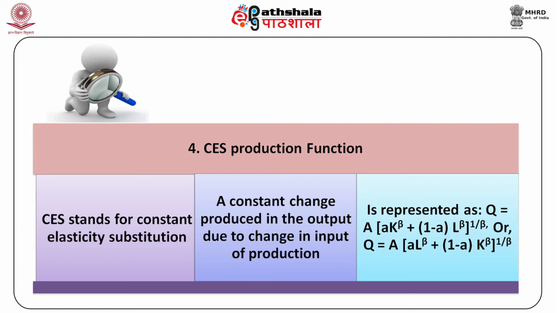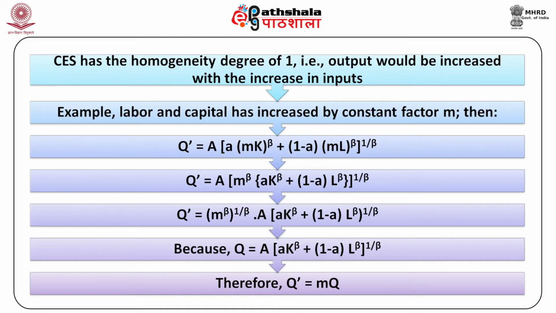Q is equal to A [a K to the power beta plus (1 minus a) into L to the power beta] to the power 1 by beta, or Q is equal to A [a into L to the power beta plus (1 minus a) into K to the power beta] to the power 1 by beta. CES has the homogeneity degree of 1, which implies that output would be increased with the increase in inputs.